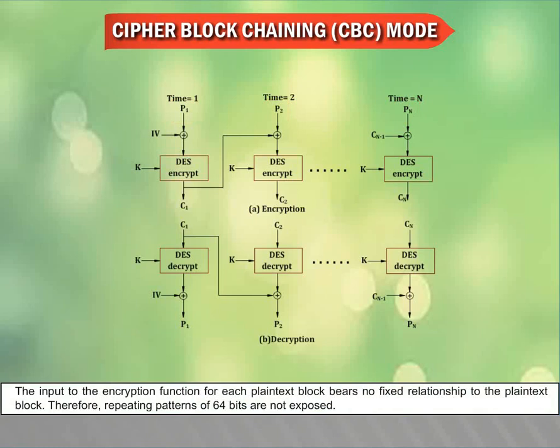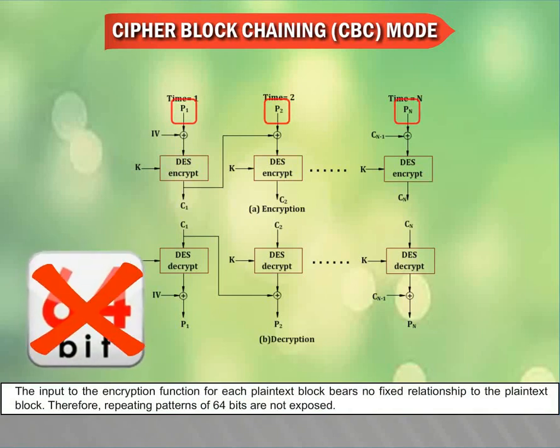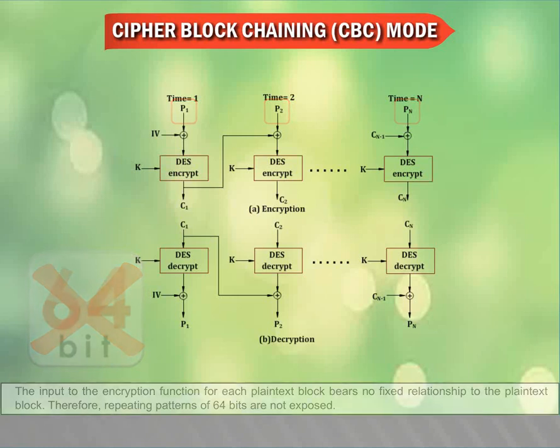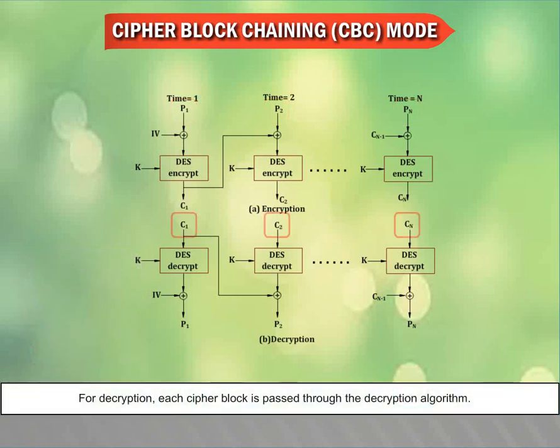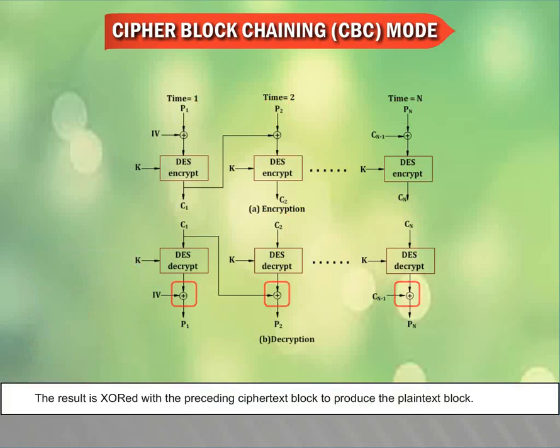In effect, we have chained together the processing of a sequence of plaintext blocks. The input to the encryption function for each plaintext block bears no fixed relationship to the plaintext block. Therefore, repeating patterns of 64 bits are not exposed. For decryption, each cipher block is passed through the decryption algorithm. The result is XORed with the preceding ciphertext block to produce the plaintext block.